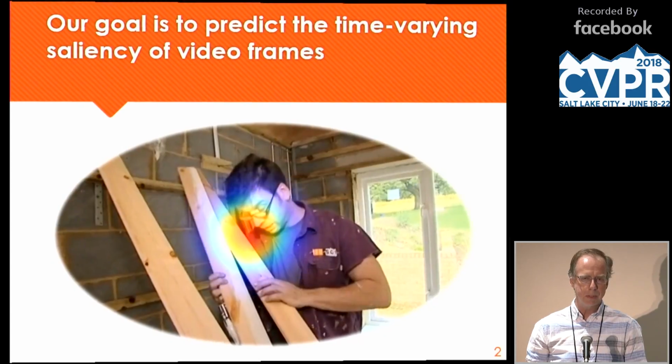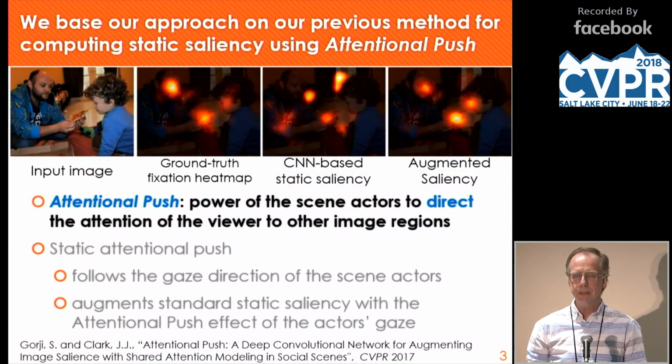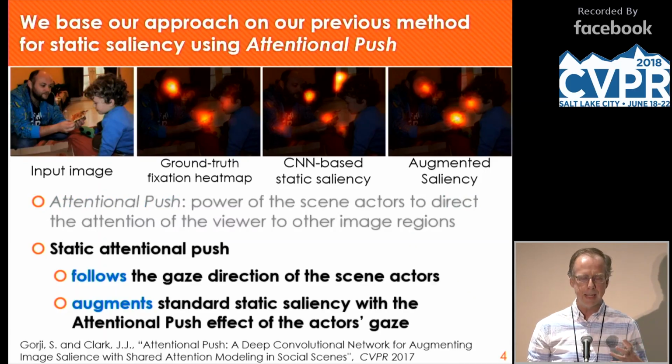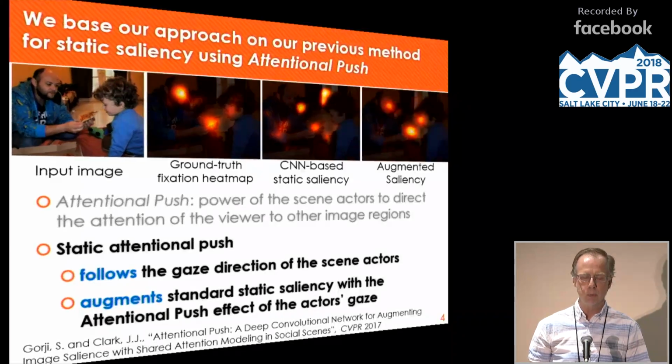The approach we're going to be using is based on a method we introduced last year at CVPR for static saliency, just single images. It's called attentional push, the power of regions to push your attention to certain places rather than to attract it to certain places. In particular, the static attentional push we talked about last year looked at the gaze of scene actors, people in the scene, to push the attention towards what they're looking at.